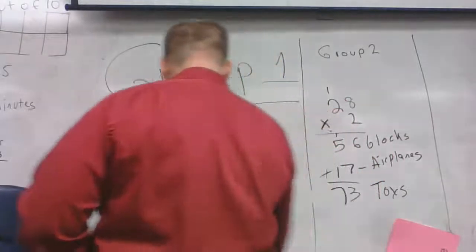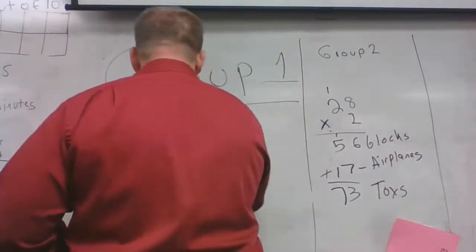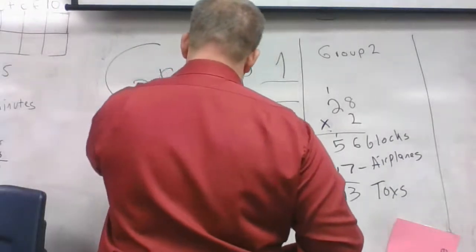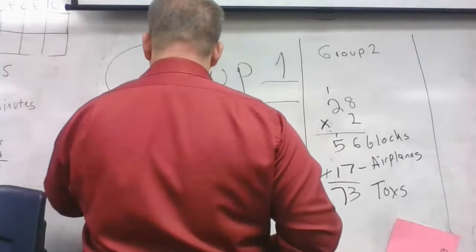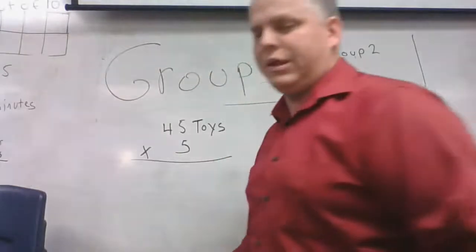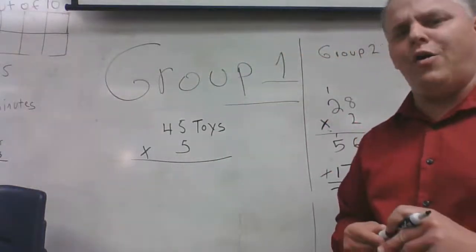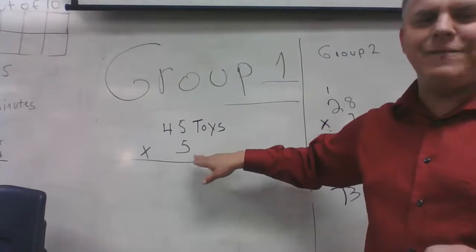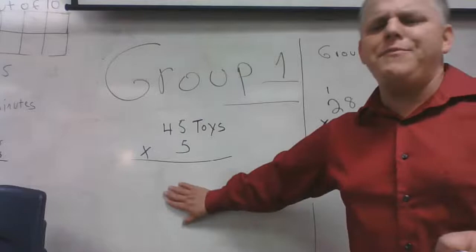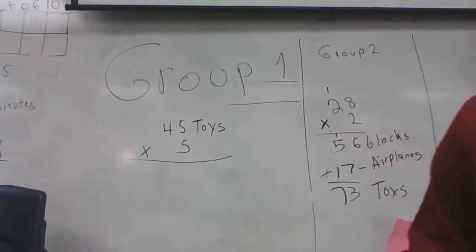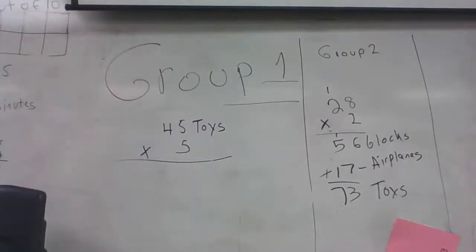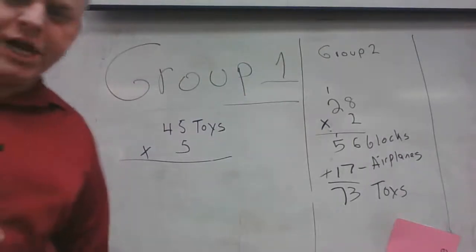So we know we have a total of 45 toys. And 5 toy makers. Each toy maker made 5. So you're going to have to multiply 45 times 5 toy makers. And that's how we're going to find out how many toys group 1 made. Type in your chat your answer when you've got it.